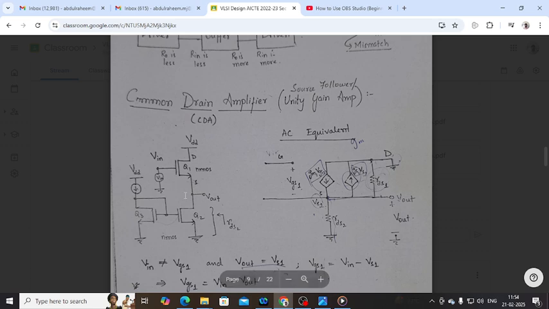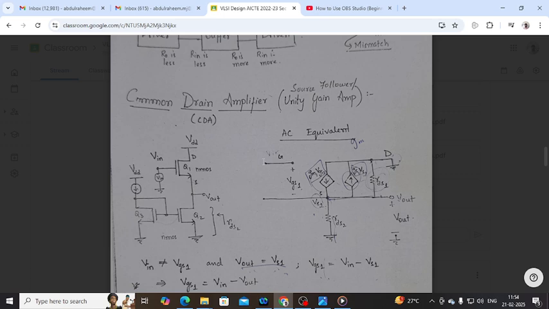Your output has been taken across your source. Previously, in the common source amplifier, the source was grounded because the source is common for input and output. Now the drain is common for input and output. Now we take the output from here, the source side, and the drain is given as VDD.